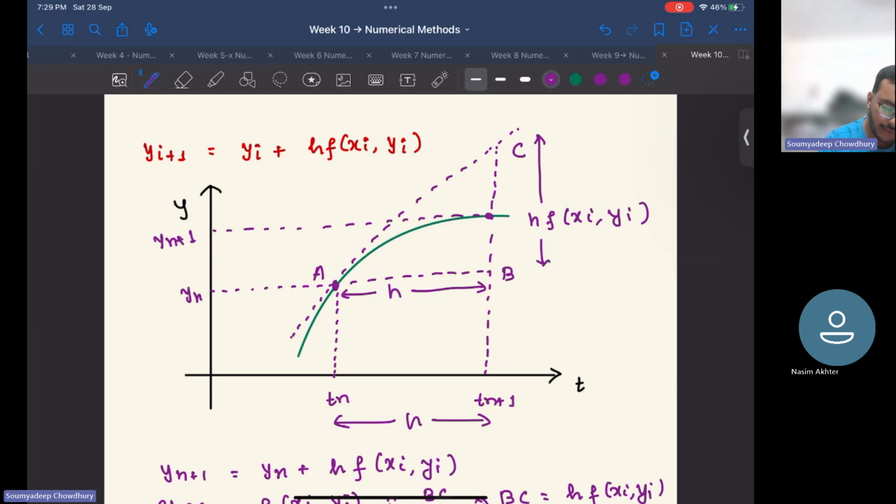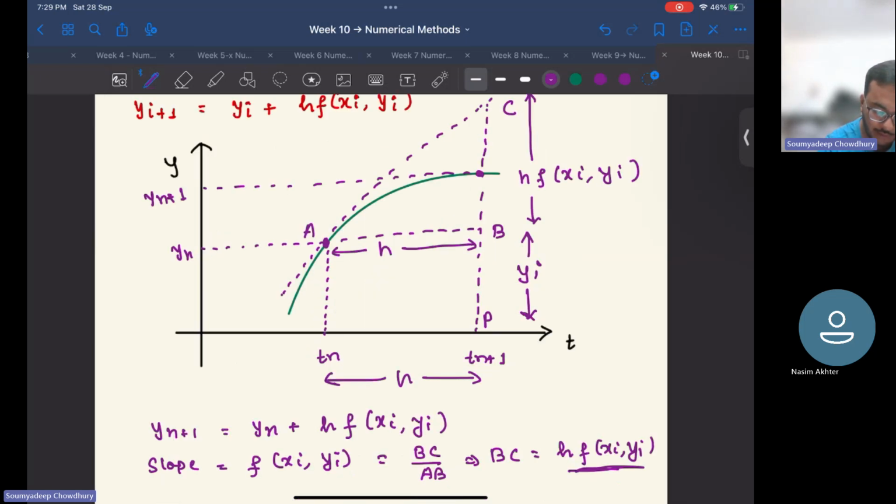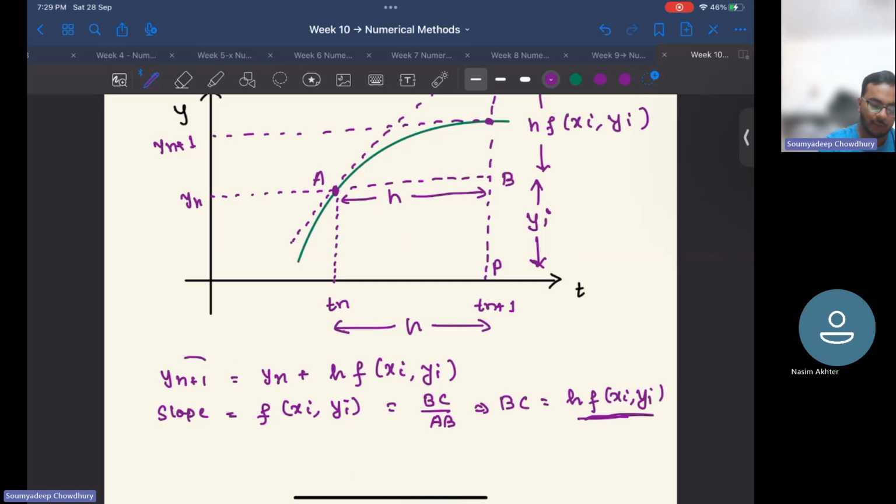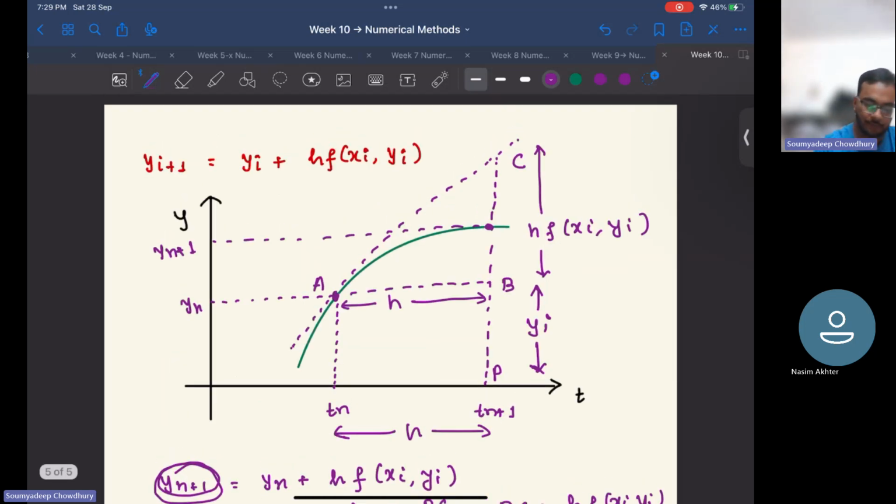This much, and this is your yi, right? So let us assume this as P. So what is PC here? PC is yi plus h f of xi yi. So what is that? That is given by yn plus 1 or yi plus 1. So that is what we are estimating.